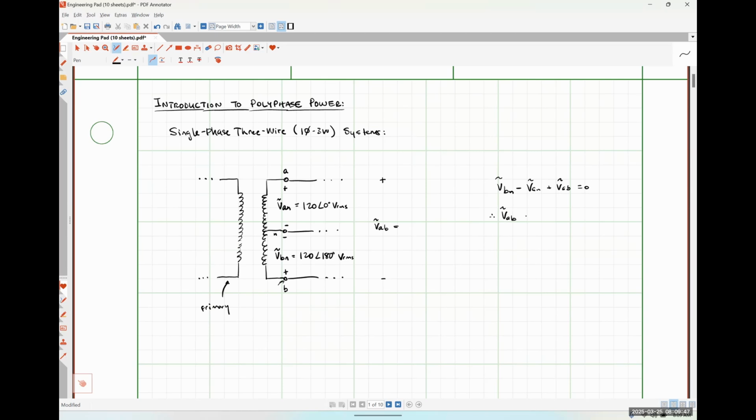which means that VAB is going to be VAN minus VBN. So I gave you numbers for VAN and VBN, so I want you guys to throw them into your calculator and tell me literally what you get.